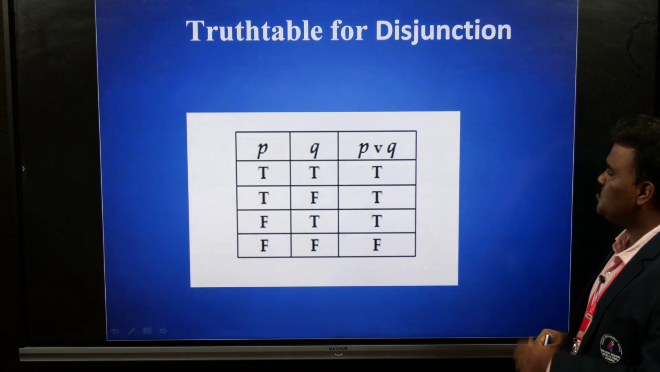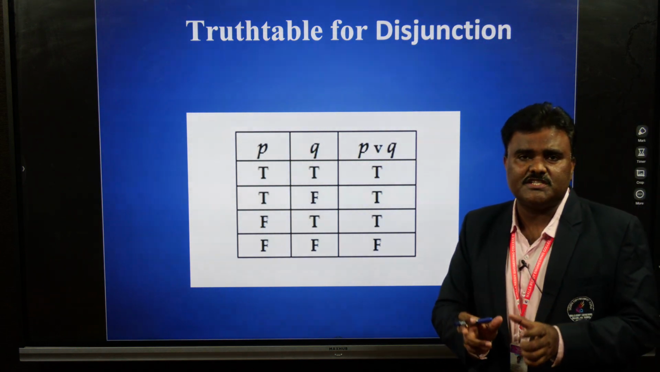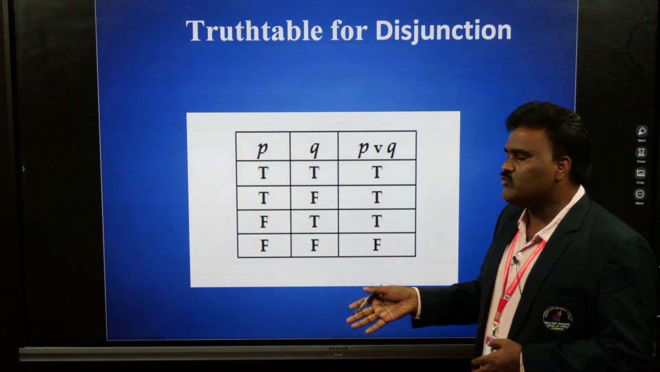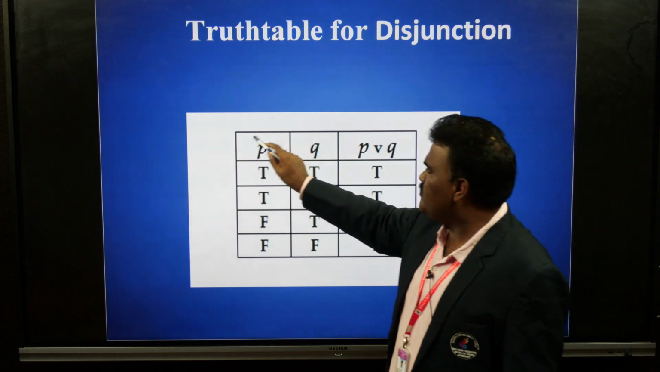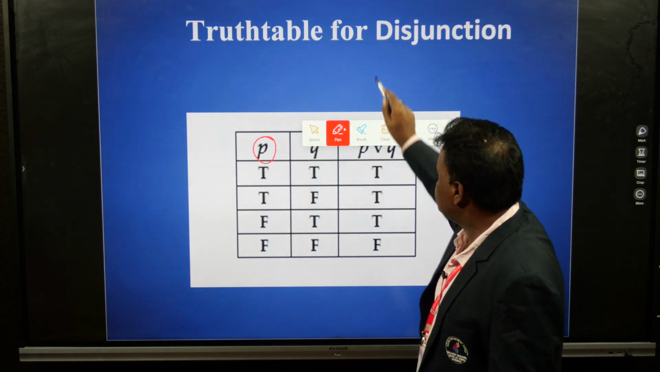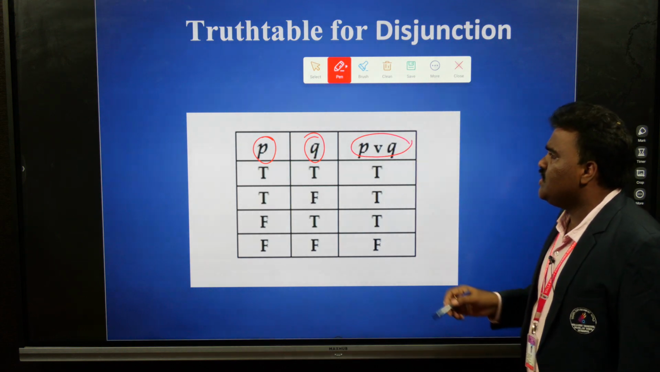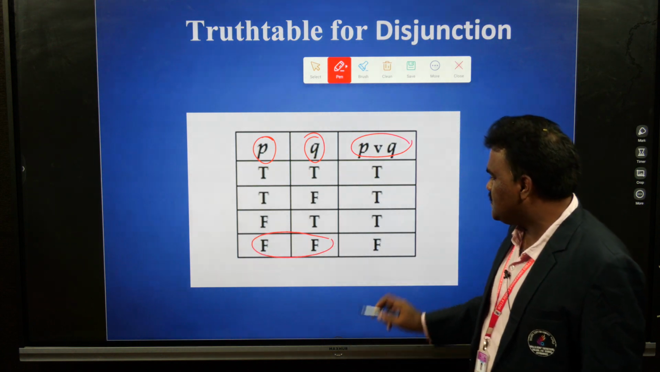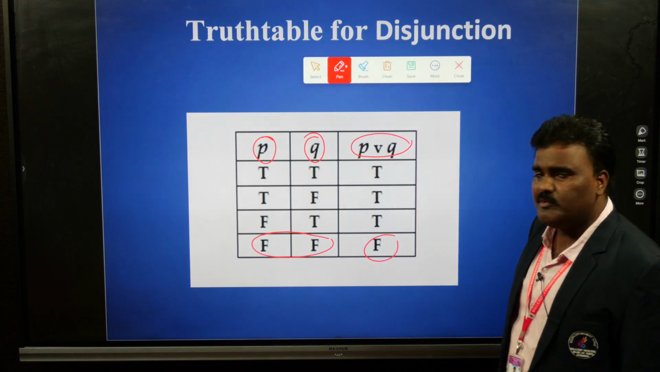Now coming to the truth table. Here, if both statements are false, the result will be false only. In all remaining cases, the result would be true only. If you see, we will have two statements, one is P, another one is Q, and the result would be P OR Q, because we are using the disjunction. If both P and Q are false, the result would be false only. In all remaining cases, the result will be true only.